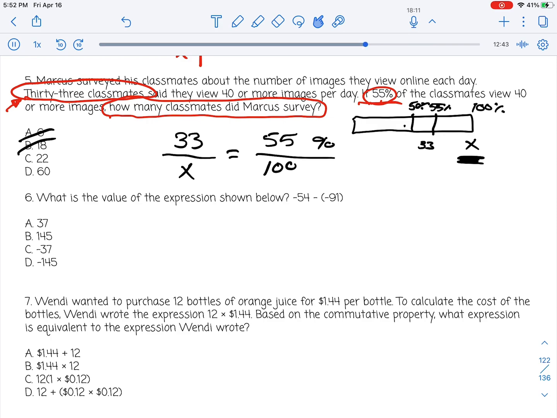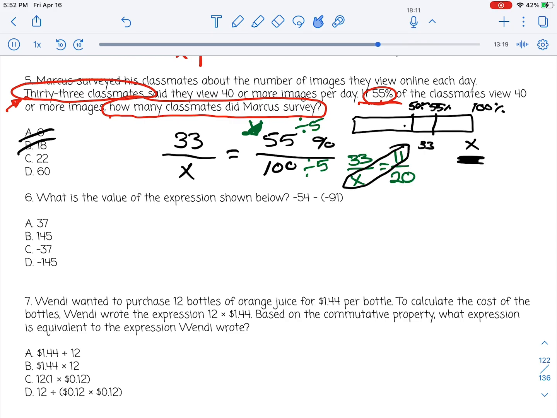Okay, so one thing we can do here is cross multiply and divide. But I want to make this easier to work with. So I am going to simplify because they both end in 5 and 0, so I am going to divide by 5. To simplify, I like to make my fractions smaller so they are easier to work with. So I'm going to have 33 over x equals 11 over 20. Now I'm going to cross multiply and divide.